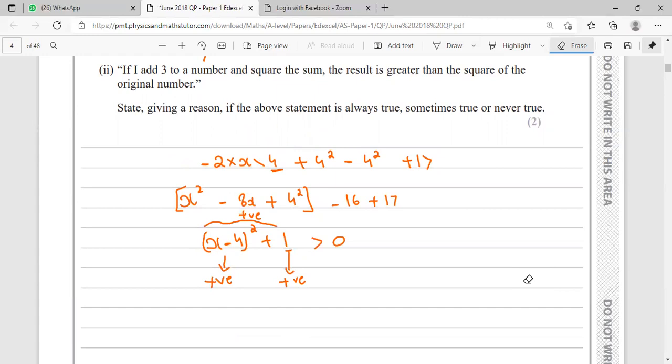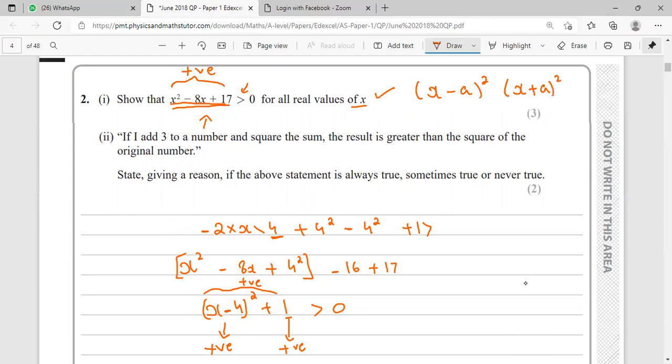Wait, miss, I have a question. Yes, sorry, yes. Over here you do plus 4 squared minus 4 squared. Wouldn't those cancel out?